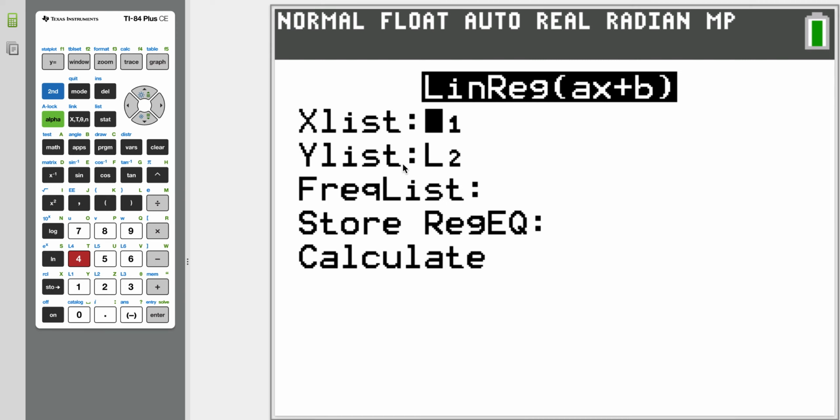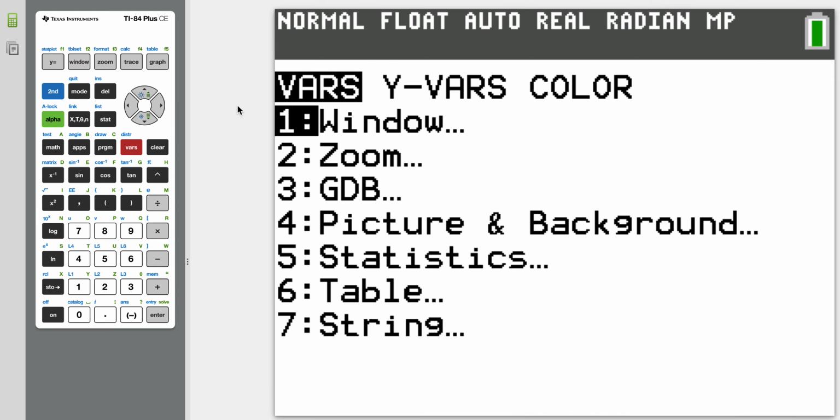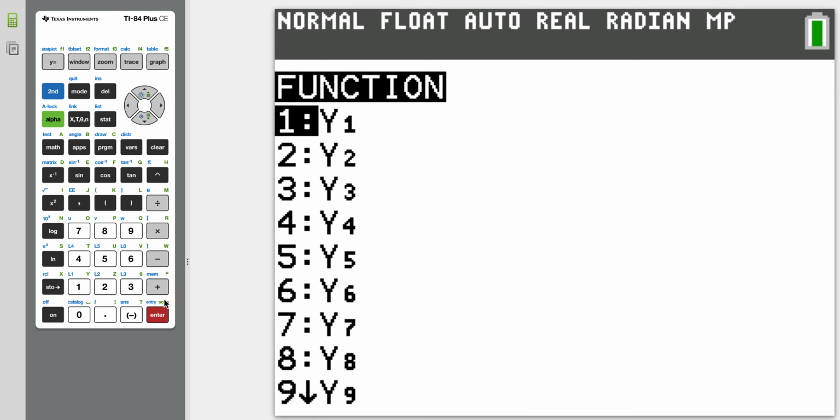And this will already be by default. It thinks the x values are in L1 and the y values are in L2, which they are. We don't have to worry about that third thing. If you want to store the regression equation, meaning it's going to find you the equation, if you want it to put it somewhere, that's fine. You can hit vars. You can scroll over to yvars, and we're with functions, and then you can hit y1.